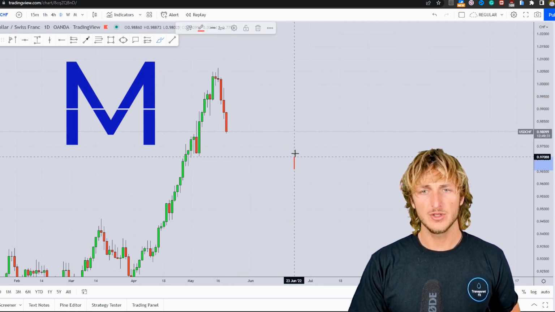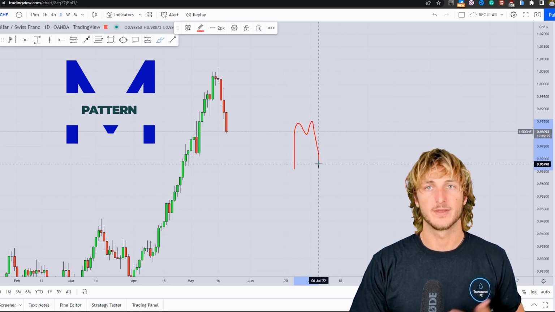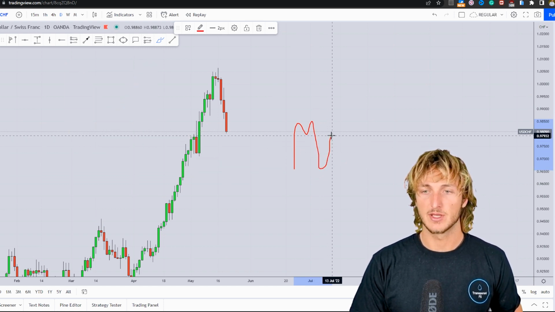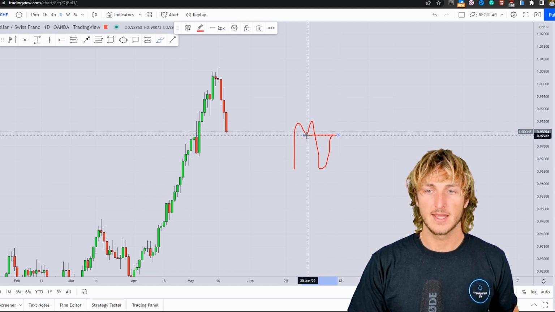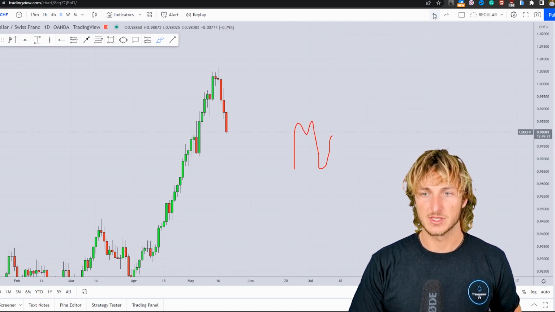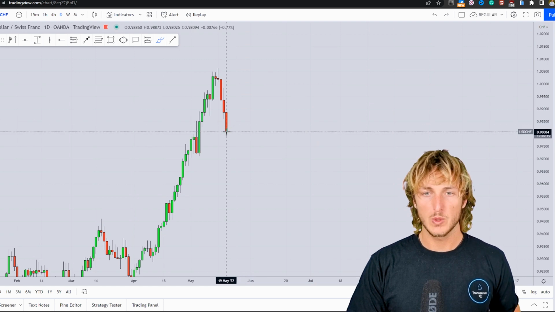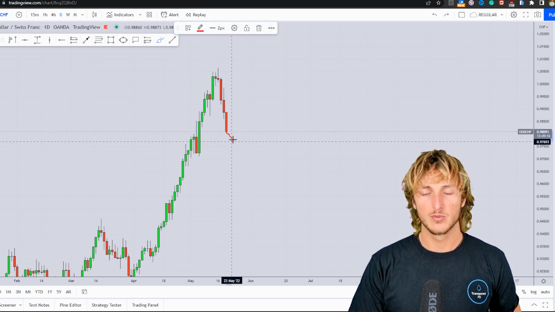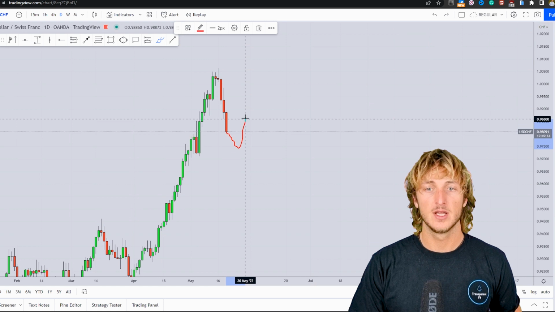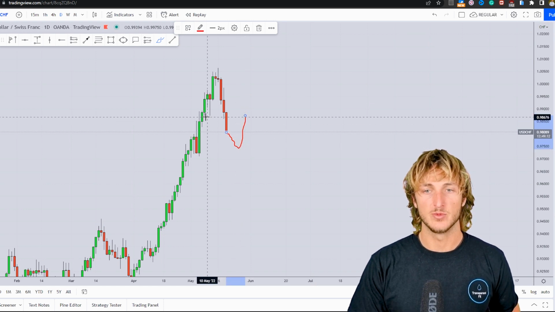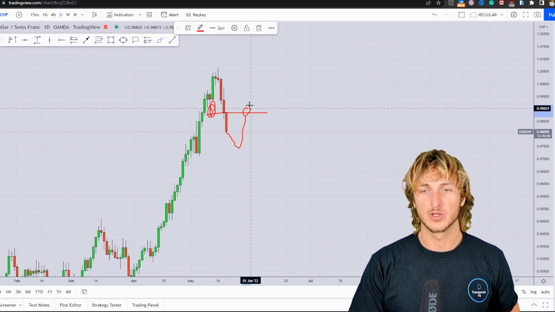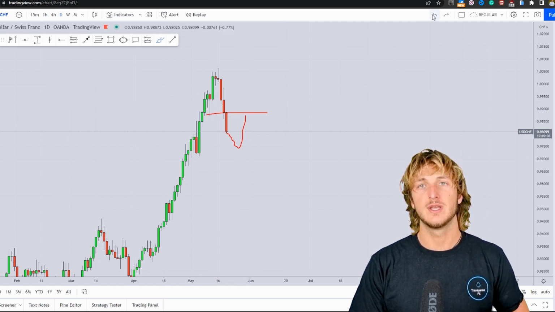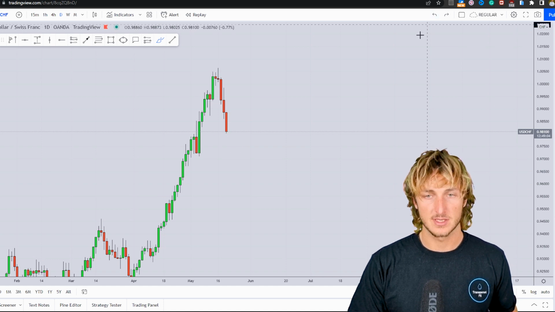Now, generally speaking, after the creation of an M pattern, what we want to see is the market create a move to the upside to go and complete the pattern at the previous support turned resistance. So here on the daily, what we could expect is potentially a little bit more continuation to the downside, but then we would like to see the market create a nice move to the upside for the completion of the pattern at this previous support turned resistance, which is also the neckline of the pattern itself.